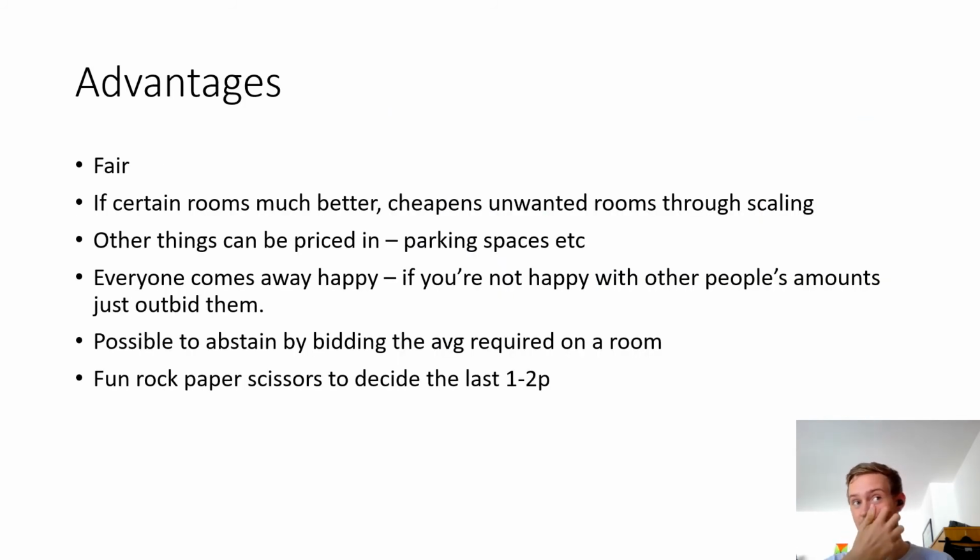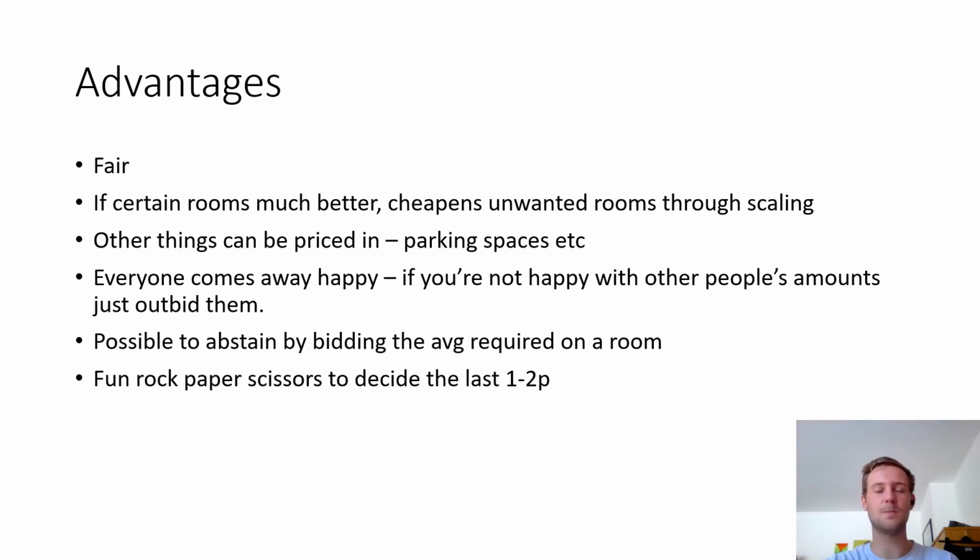The advantages of this method are that it's fair. If certain rooms are better, it cheapens the other rooms. If other things can be priced in, so you can look at car parking spaces and things like that if your house has it, everyone comes away happy. If you're not happy with other people's amounts, just outbid them, pay slightly more than them. And then they'll be forced to pay more or outbid you on another room. But ultimately, no matter how high the bidding goes, it's still limited by the £646 maximum or minimum. It's the amount you've got to pay.